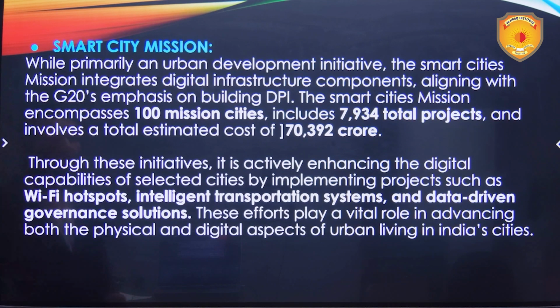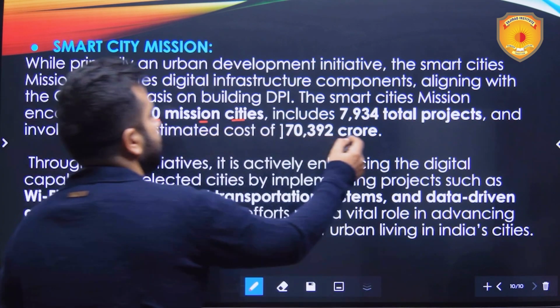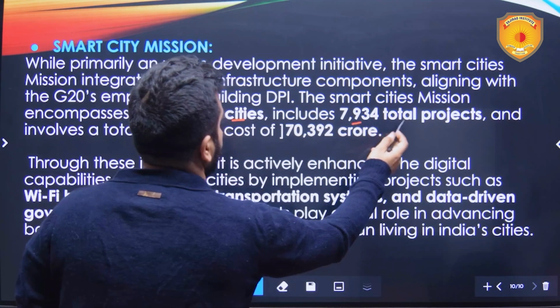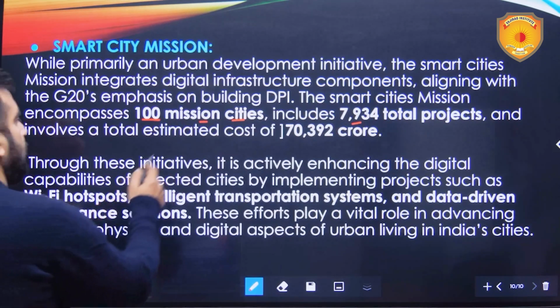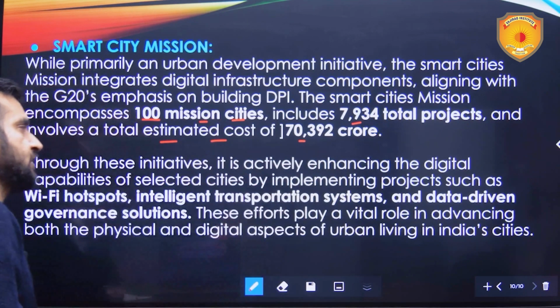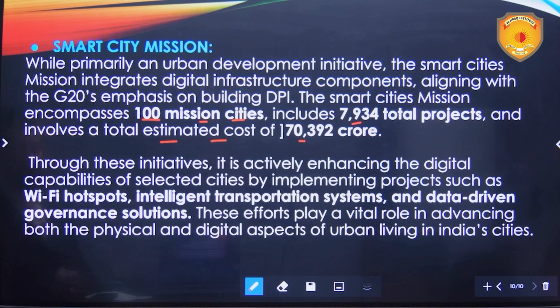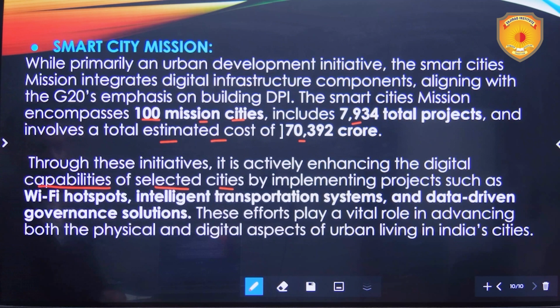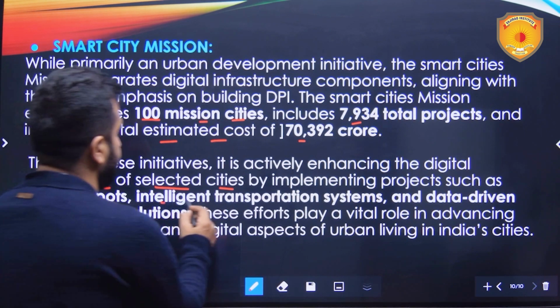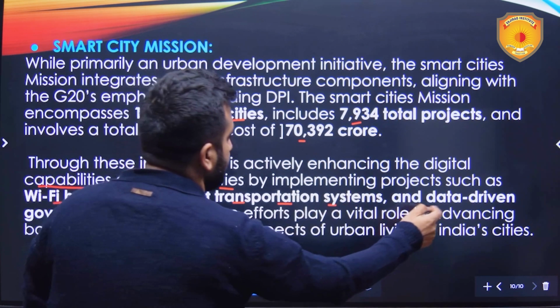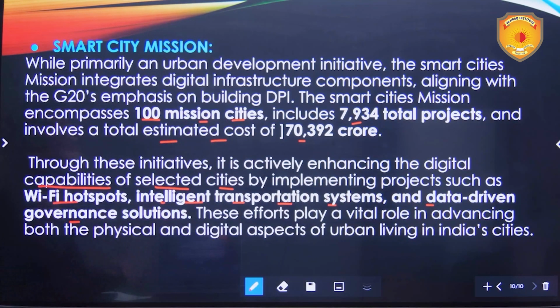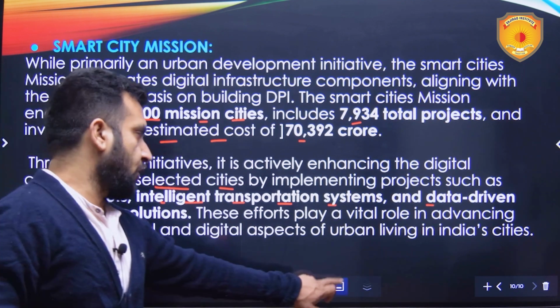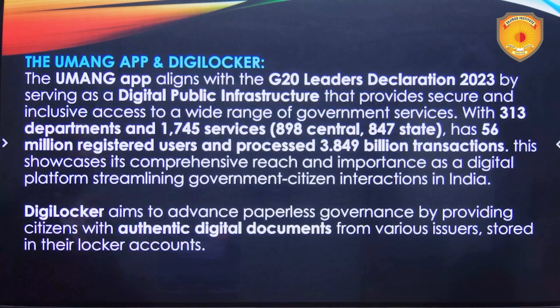Now, under this Smart City Mission, 100 cities have been identified, which include 7934 total projects, involving a total estimated cost of 70,392 crore rupees. Through these initiatives, it is actively enhancing the digital capabilities of selected cities. Wi-Fi hotspots are being installed, intelligent transportation systems are being used, data-driven governance solutions are being given. All these are examples, or I would say elements, of smart cities.